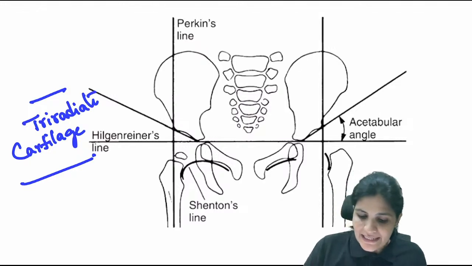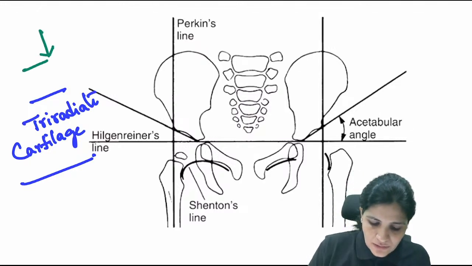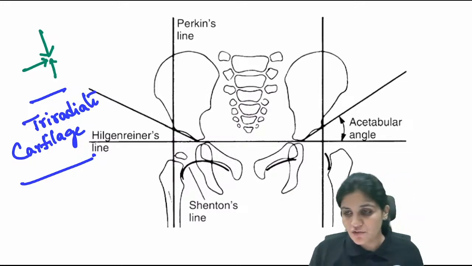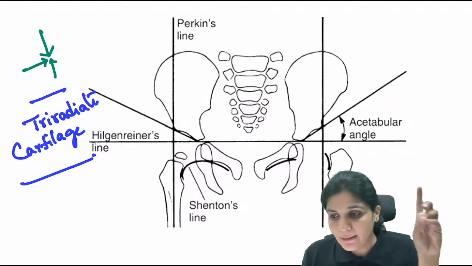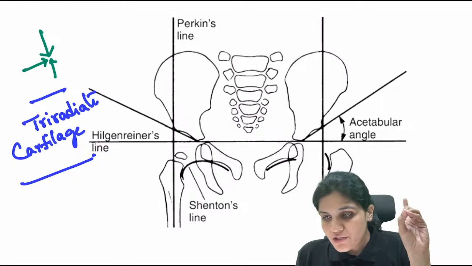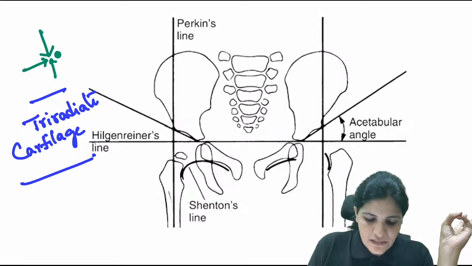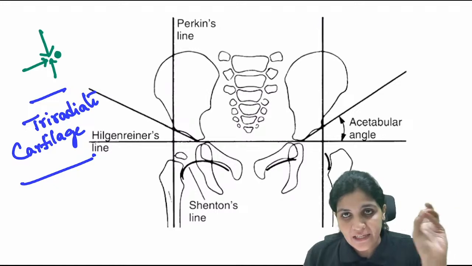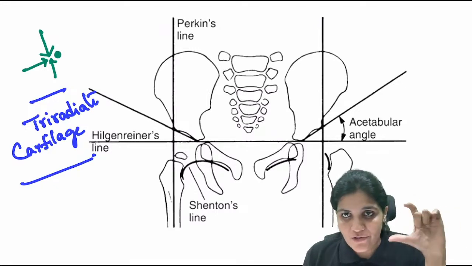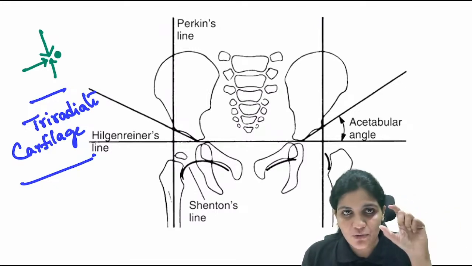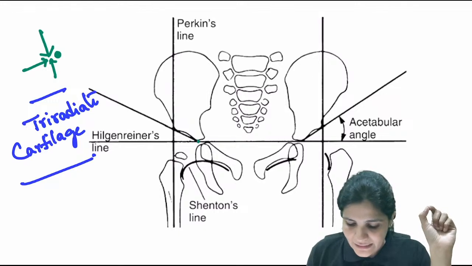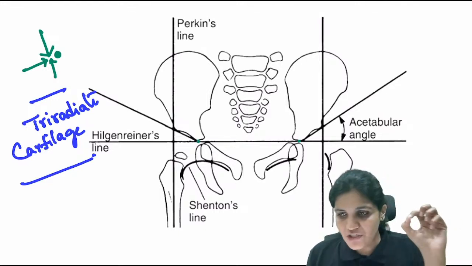Triradiate cartilage is a point where all three structures of the pelvis meet, that is your ilium, ischium, and pubis. Good evening, Priyanka Rajput. So this is the point where the three cartilages meet. In the pelvis bone there are three cartilages, and these three cartilages will meet at this point. So ilium, ischium, and pubis.